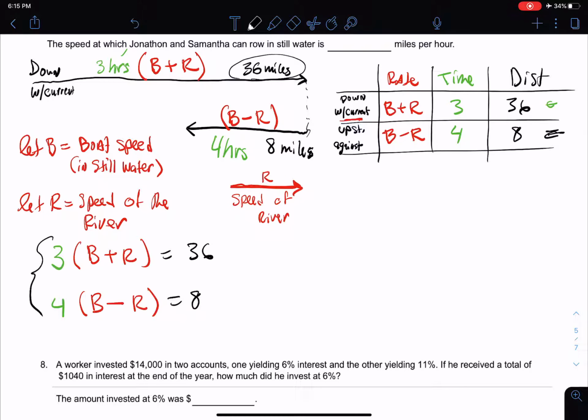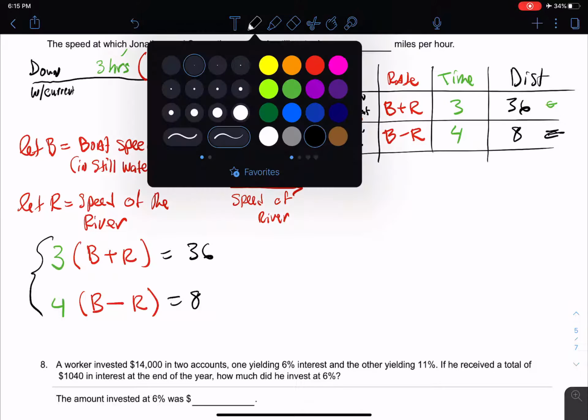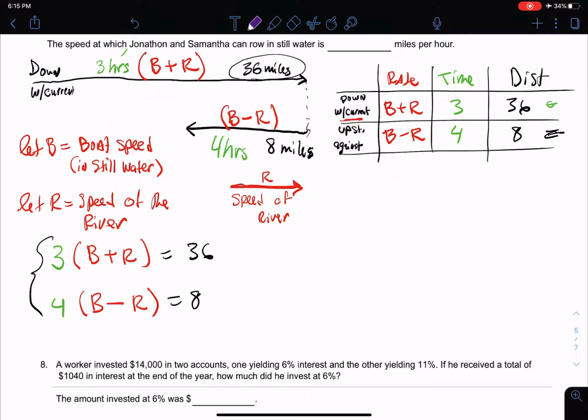Now you can distribute 3 and distribute 4, and that works just fine. But something, like I said on the last problem, that's nice to notice is that this is multiplication, right? So if I divide by 3 on both sides of the equation, I end up getting something really nice, which is the 3's cancel out, which is 1. Distribute 1, which doesn't affect that. So now it's B plus R equals 36 divided by 3, which gives me 12. Right, so we're good there.